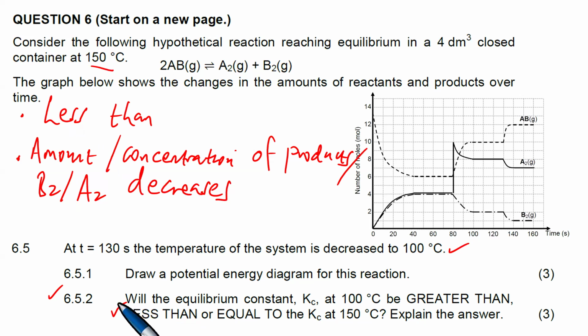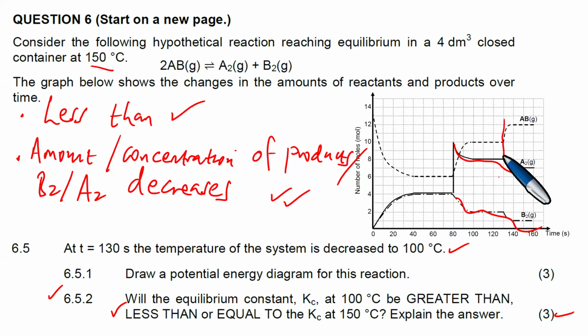And we obviously proceed to explain the answer. In our explanation, the less than would be 1 mark, and this would be 2 marks, and the marks would balance to 3. But it will be less than. Why? Explain why it will be less than. Because the amount of concentration of products B2 and A2 decreases. Obviously, we are able to see that the concentration of the A2 decreases.